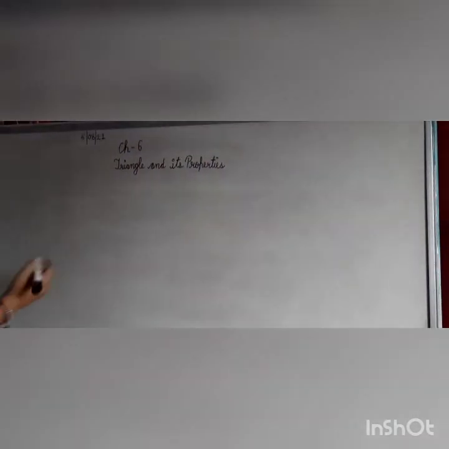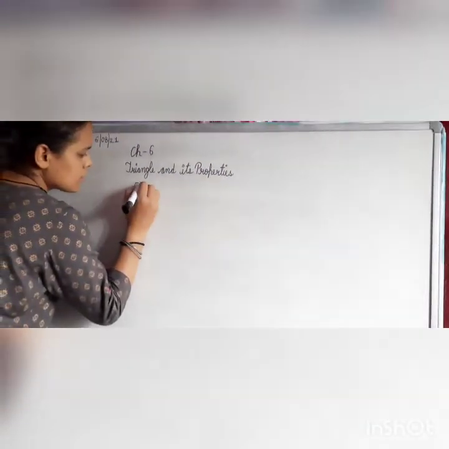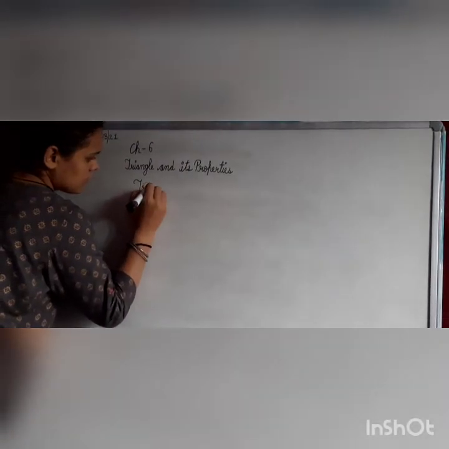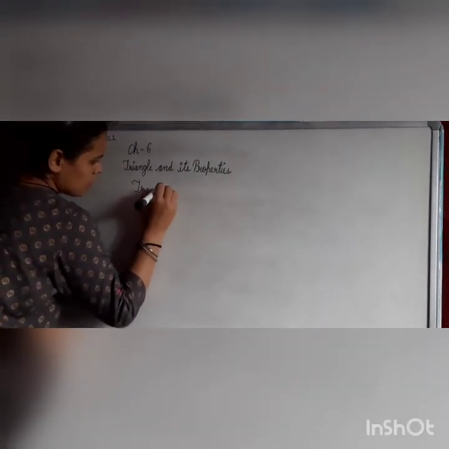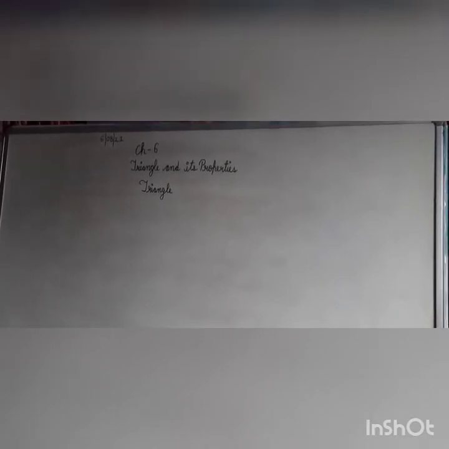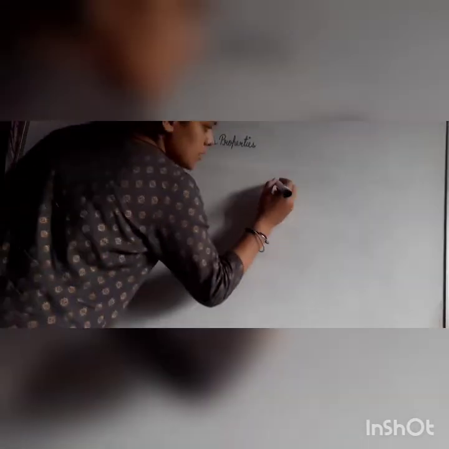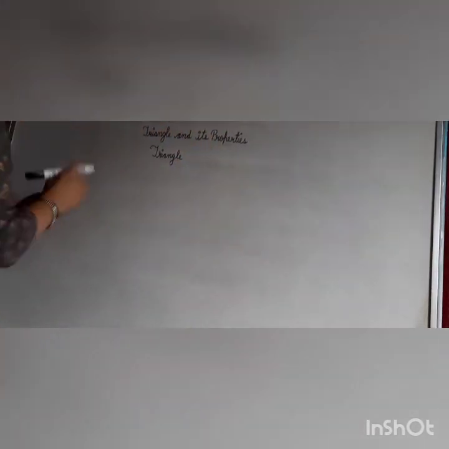Okay, class. Your first topic is triangle. What is a triangle? A triangle is a simple closed curve made up of 3 line segments. Okay, class. What is a triangle? A triangle is a simple closed curve made up of 3 line segments.